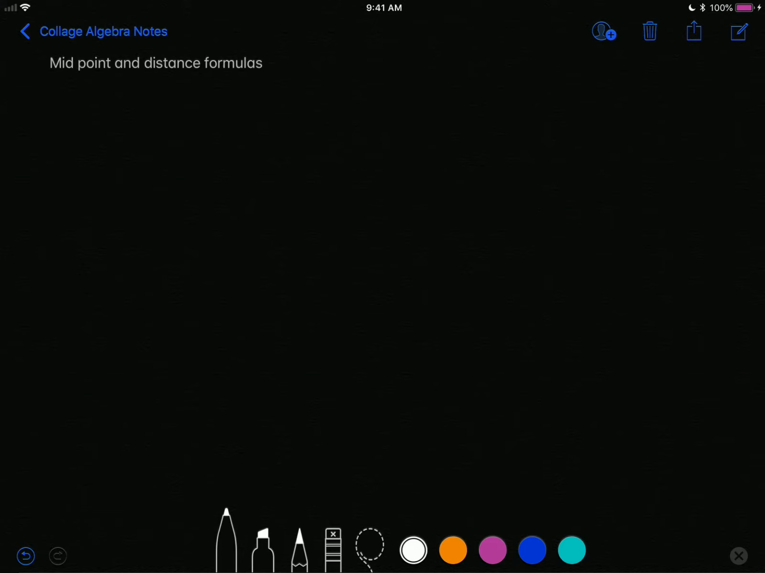Okay, today we're looking at the midpoint and the distance formulas. The midpoint formula comes from a basic idea: if I have 2 points, let's call the first point A, and a second point, let's call that point B, well, halfway between those 2 points right here, we will call that the midpoint.